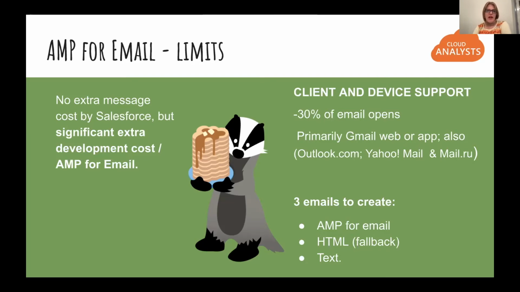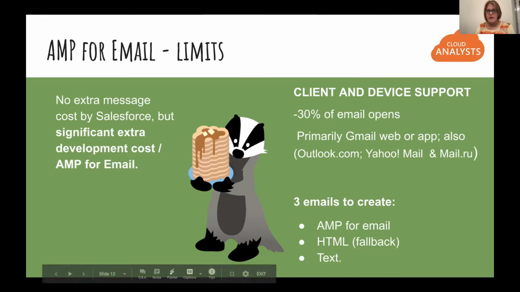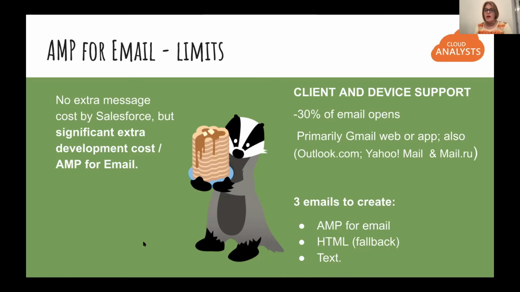As well as that, you need to realize that not all email clients and devices will support AMP for email. So it's mostly Gmail, of course, because they invented it, and some Outlook.com and Yahoo Mail and Aol, and there are some others, but it's really not everybody. So what it really means is that for every email that you are going to create, you're going to create 3 emails. One is your AMP for email.